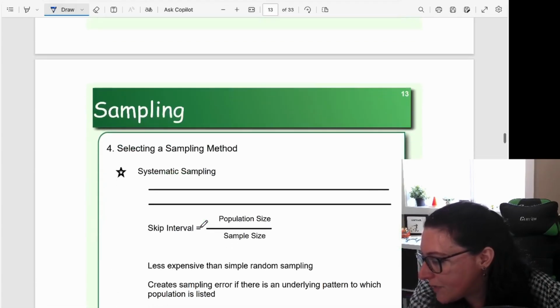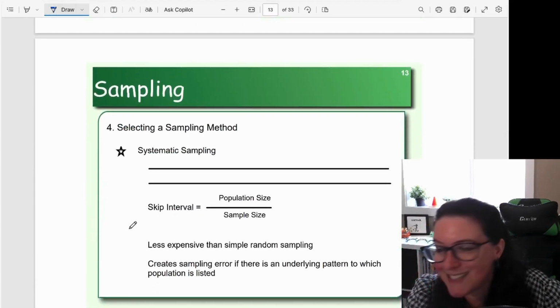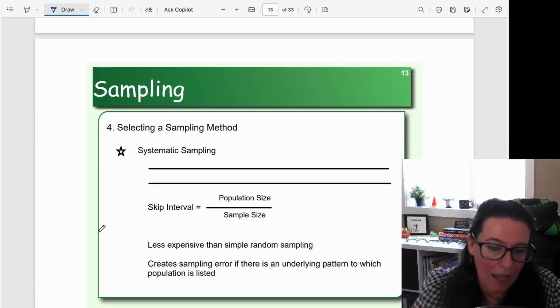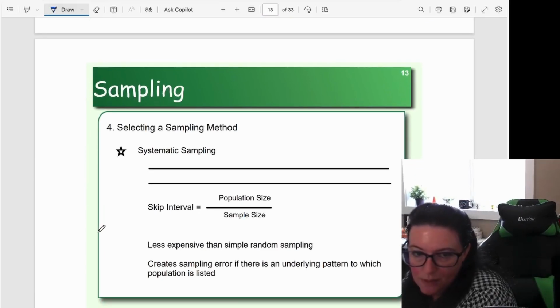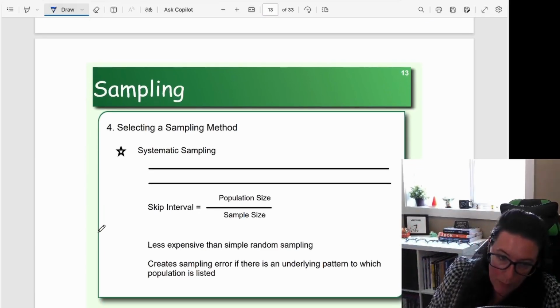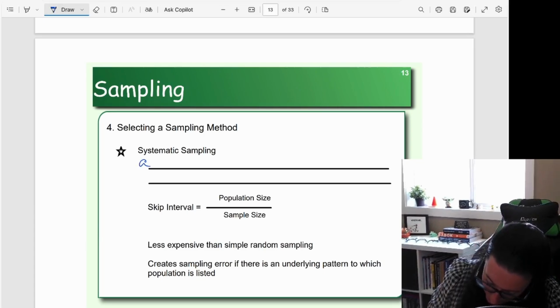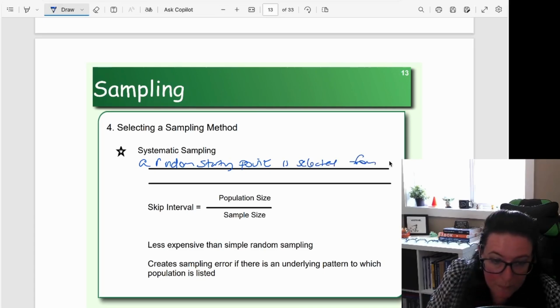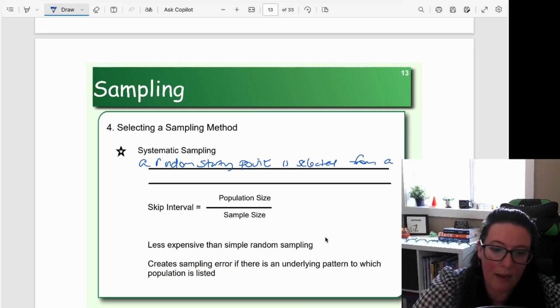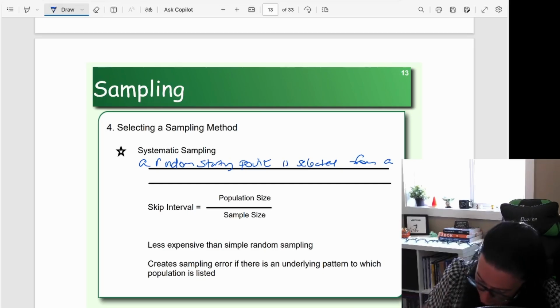Another type of sampling method is called systematic sampling. With systematic sampling, we have a random starting point that is selected from a population list.